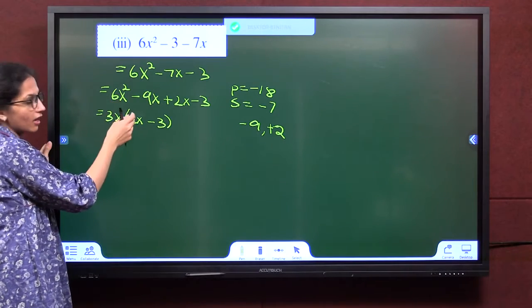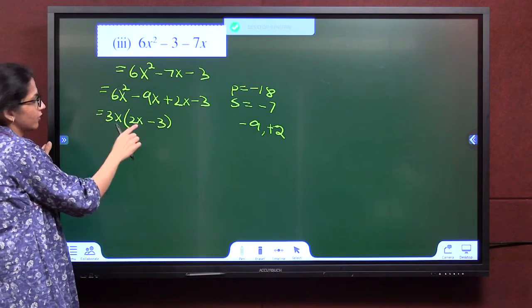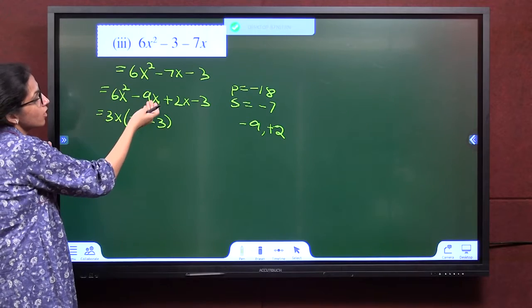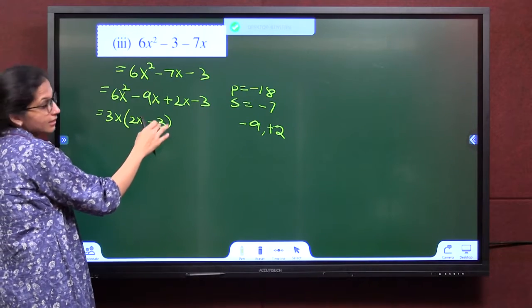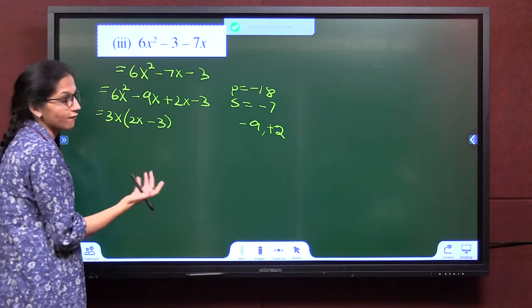From 6x, I am removing 3x. Remove a 3, 2 is left. Removing an x, x is left. From 9, I'm removing a 3, 3 is left. From x, I'm removing x itself, nothing is left.